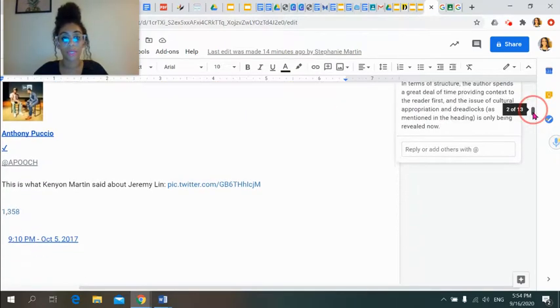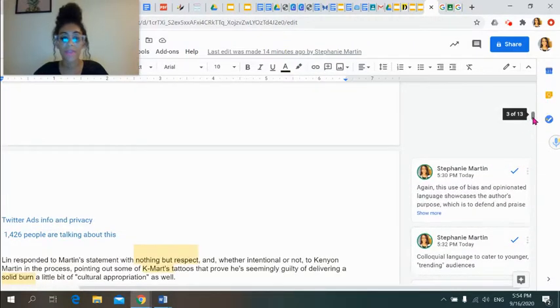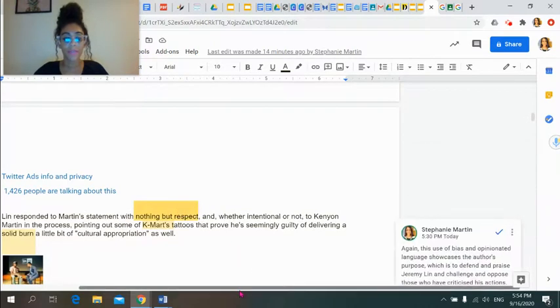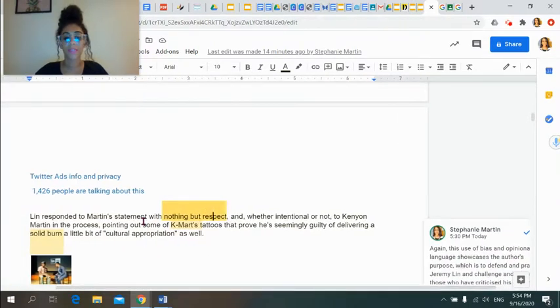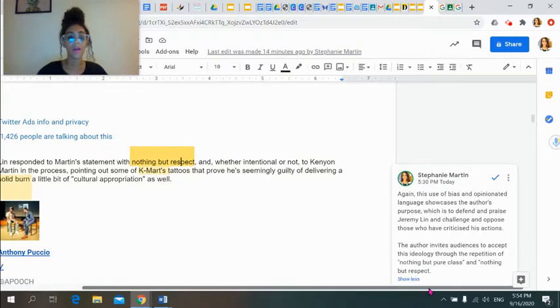So he, or she, really tries to build a sense of empathy from the audience. Now, you'll notice here that the author says, Lin responded to Martin's statement with nothing but respect. So there's that repetition there again, and the bias and opinion of the author is very clear.